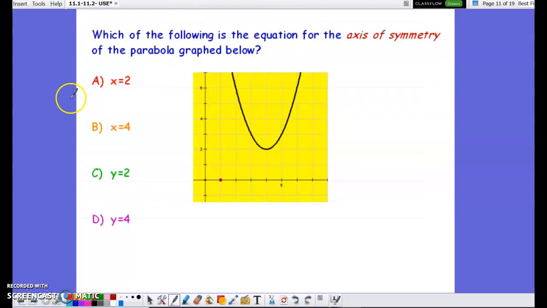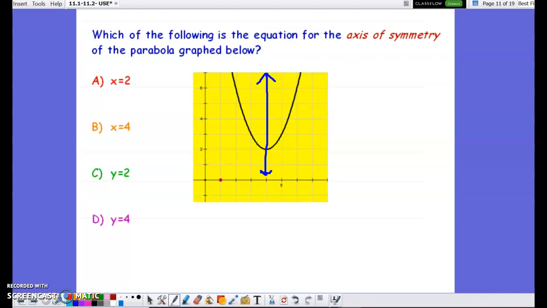Looking at this one again, you might want to pause the video and try it out by yourself first, but it says which of the following is the equation for the axis of symmetry or that line of symmetry? Again, that's just going to be the line that cuts straight through our vertex.